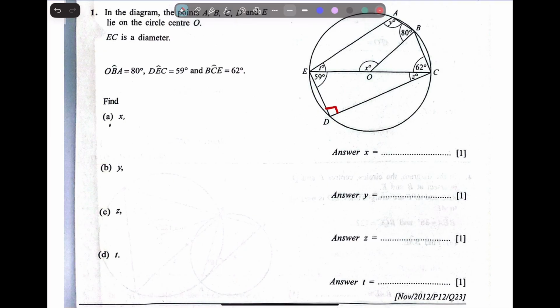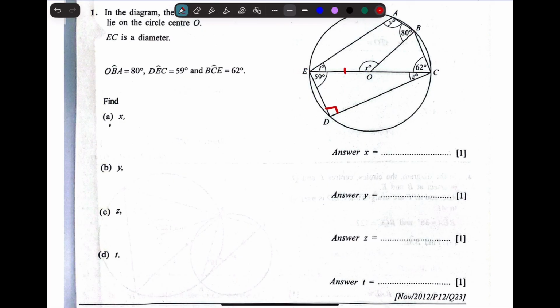Now they're saying OBA is 80 degrees, DEC is 59 degrees, and BCE is 62 degrees. Find x. Before that, as I always suggest and urge you to do, mark the radii of the circle. So all lines originating from the center of the circle to the circumference: the first line, second and third. These are the radii of the circle.